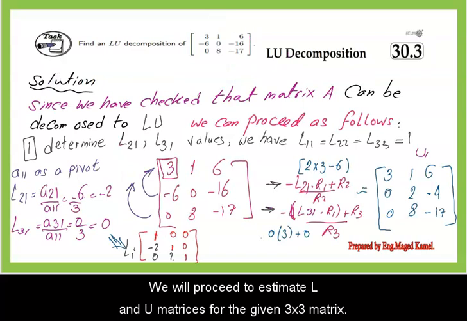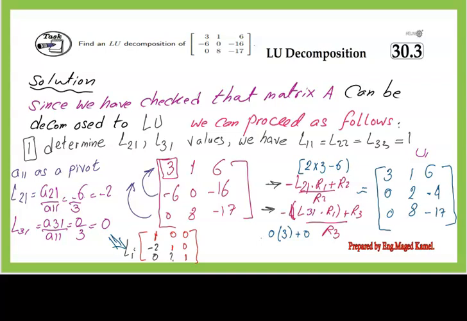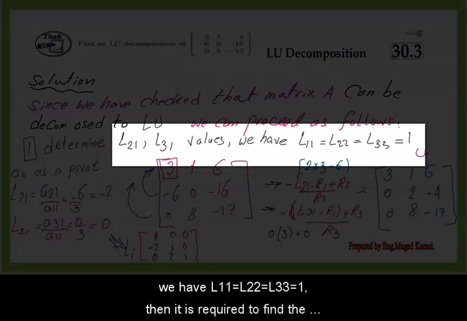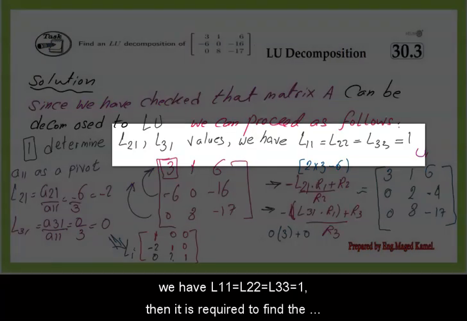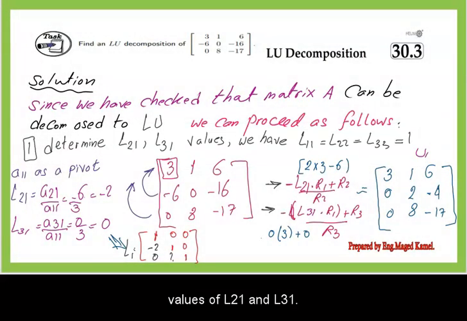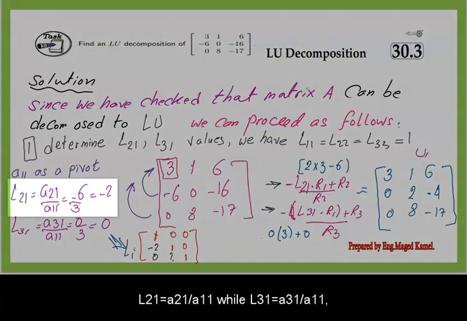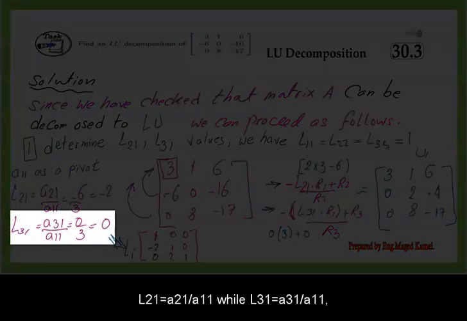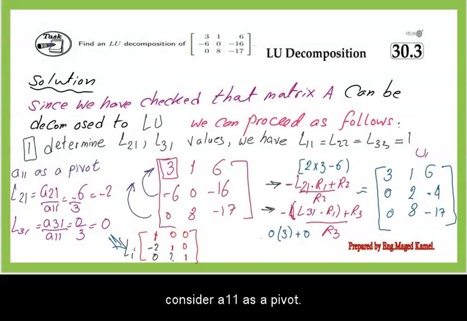We will proceed to estimate the lower and upper matrices for the given 3x3 matrix. For the lower matrix L, by definition, we have L sub 1,1 equal to L sub 2,2 equal to L sub 3,3 equal to 1. Then it is required to find the values of L sub 2,1 and L sub 3,1. L sub 2,1 equals A sub 2,1 divided by A 1,1, while L sub 3,1 equals A 3,1 divided by A sub 1,1. Consider A sub 1,1 as a pivot.